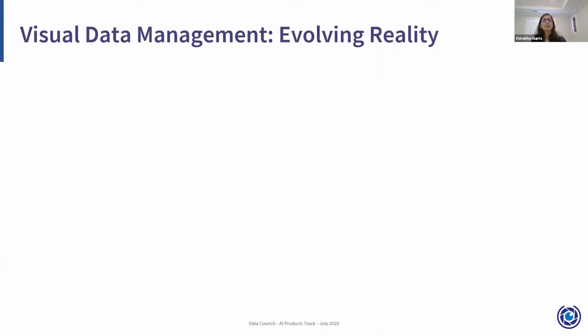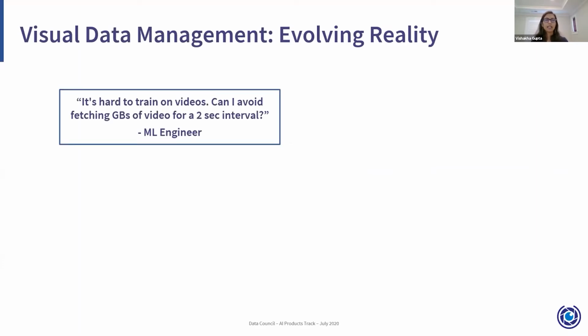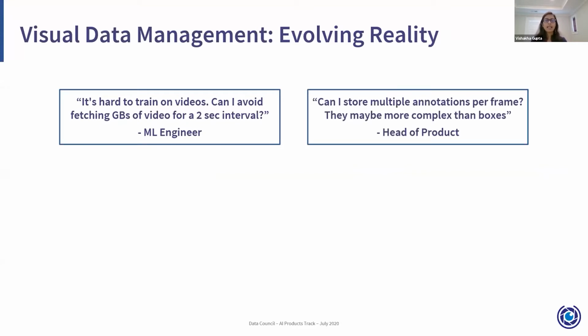While all those challenges still remain present and are being actively addressed, in the last 2 years, the conversation has shifted to include data and data platform challenges. Now we hear comments and questions like, it's really hard to train on videos. Can I avoid fetching a gigabyte worth of video file just for the 2-second interval that I need for training? Or can I store multiple annotations per frame, and the annotations may not just be boxes, they could be polygons?